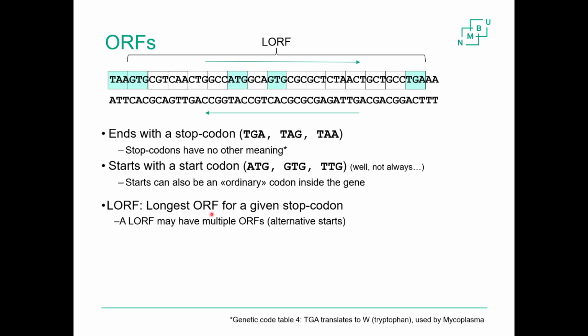A LORF is simply the longest ORF for a given stop codon, right? So you have to nail down a stop codon first, then collect upstream of that all the possible ORFs, and the one which is most upstream is the longest ORF, or the LORF. And this is often what we are interested in, because if we have a real coding gene here, we don't know if this is the correct start, or this is the correct start, or this is the correct start. But anyway, we always start with the LORF and investigate that first, right?